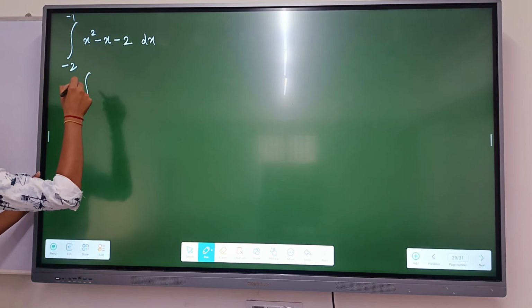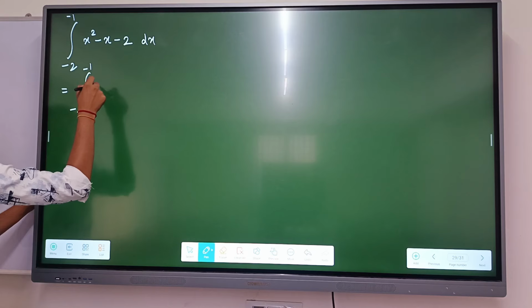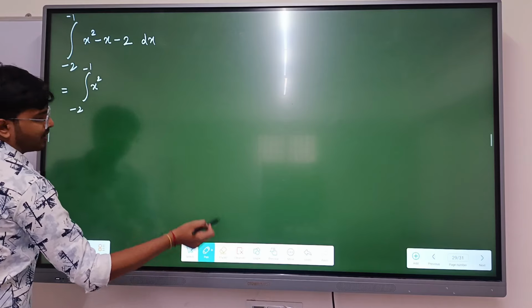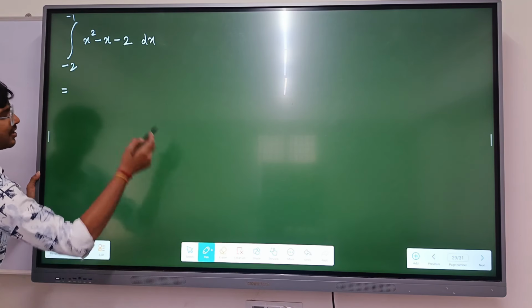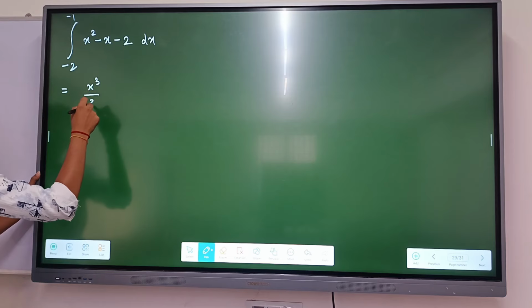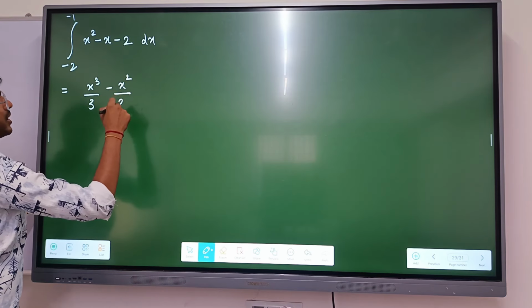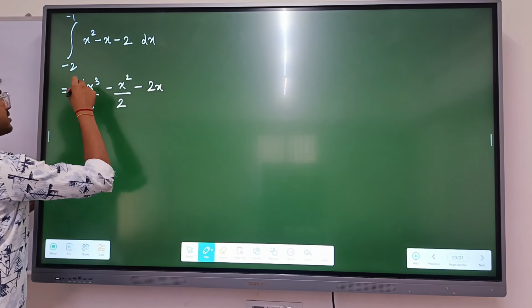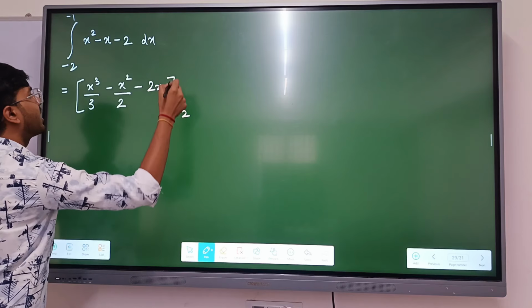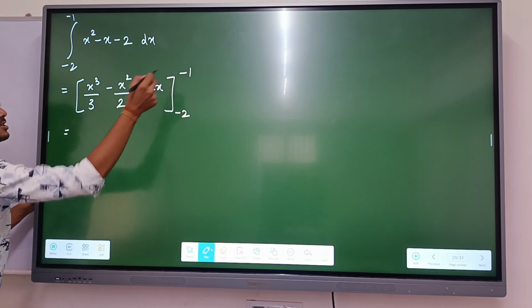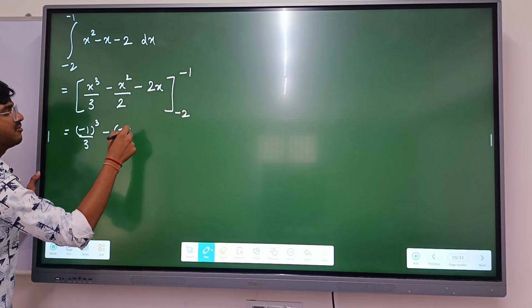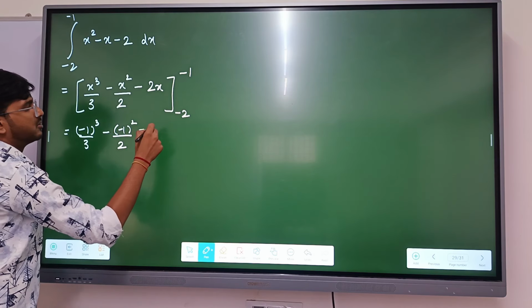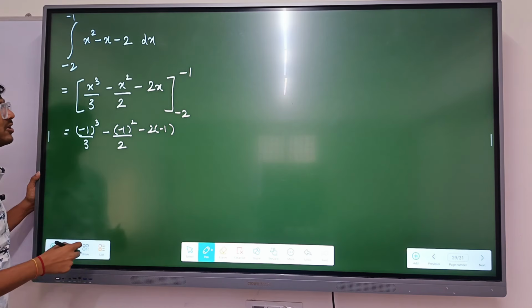So this integral value would be from minus 2 to minus 1, x square. If you integrate each one of them, what is the integration of x square? The integration of x square is x cube by 3. The integration of x is x square by 2, and this will be 2x, from minus 2 to minus 1. Let's substitute minus 1 here. Minus 1 cube by 3, minus of minus 1 square by 2, minus 2 into minus 1.